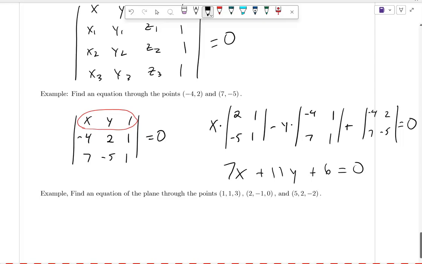That was why I expanded along the first row. I didn't have any combining of like terms to do. All the x's are in the first determinant, all the y's are in the second, and my constant's on the end. Is that okay?